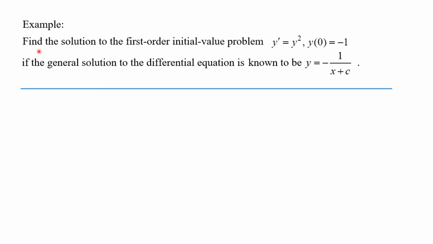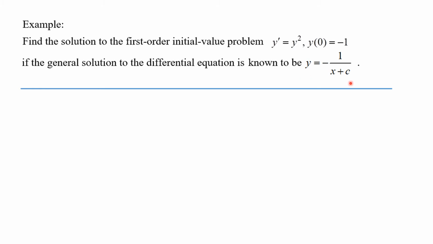Let us discuss some examples. First example, find the solution to the first order initial value problem y prime equals y squared, y of 0 equals negative 1, if the general solution to the differential equation is known to be y equals negative 1 over x plus c.